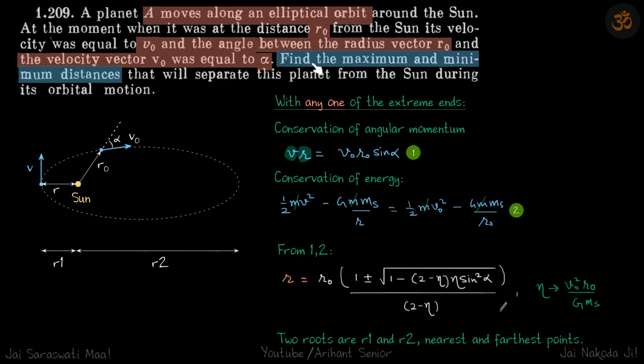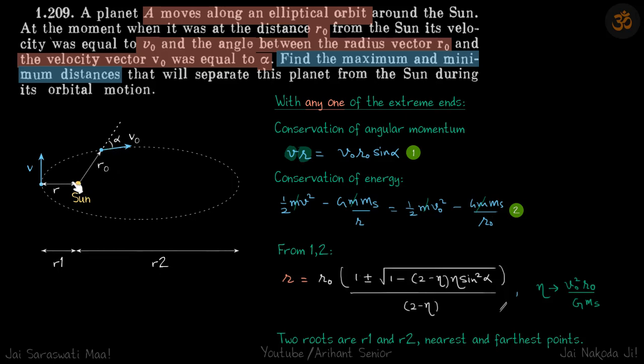Now we need to find the maximum and minimum distances, that is the apogee and perigee. So we need to find what r1 and r2 are, if r0, alpha and v0 are given at a particular point.